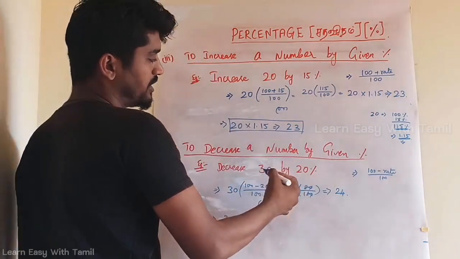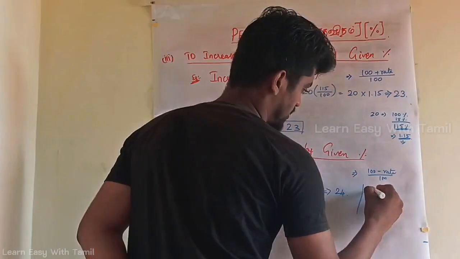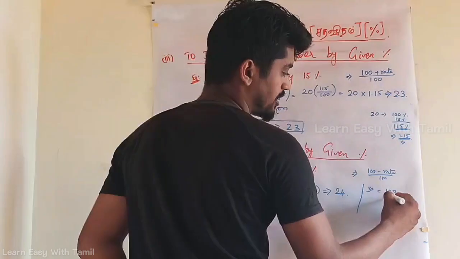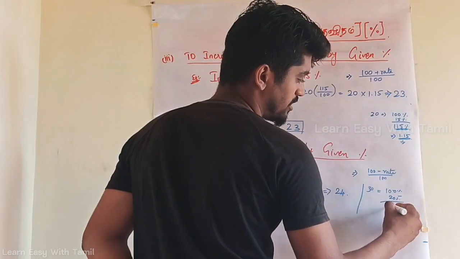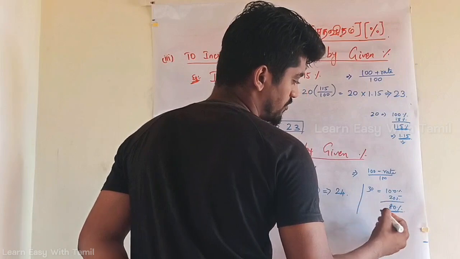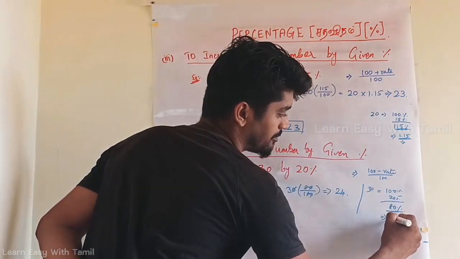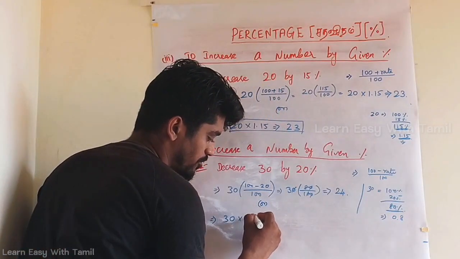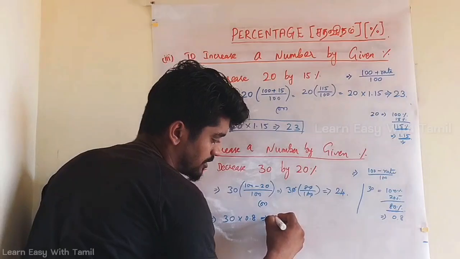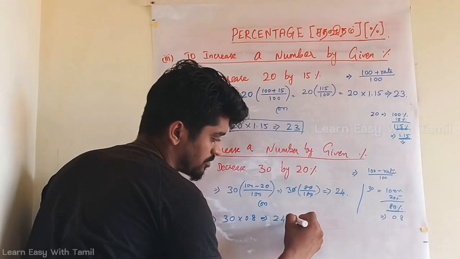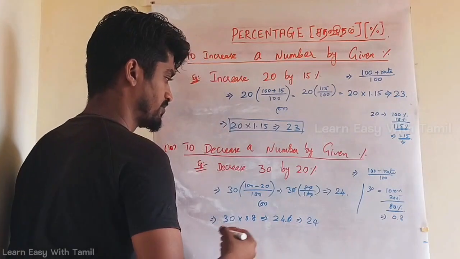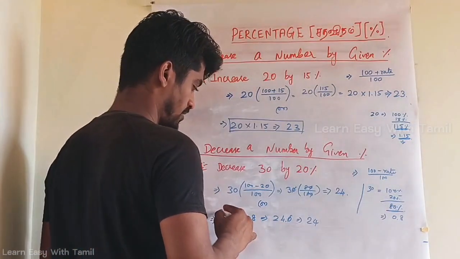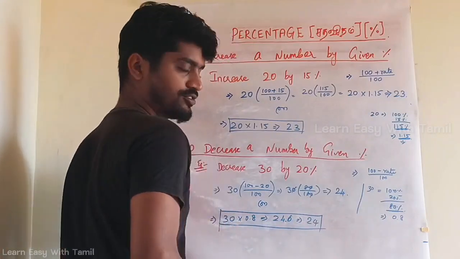Otherwise, the given value is 30. Here the value is getting decreased. Assume that 30 is equal to 100 percent. They are going to decrease by 20 percent. So the value will be 80 percent. So we have to multiply with 80 percent, which is 0.8 as a fraction. So we multiply 0.8 with 30. The value is 24. This is the easy way to find the value.